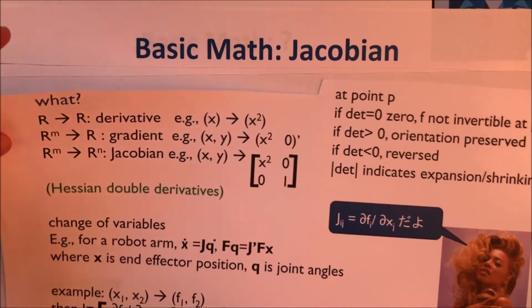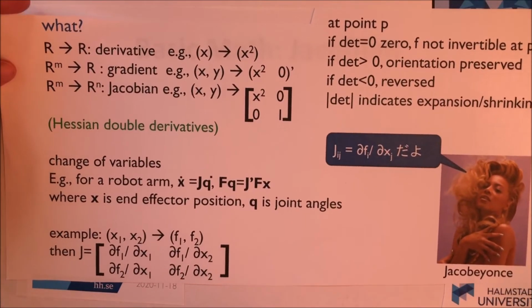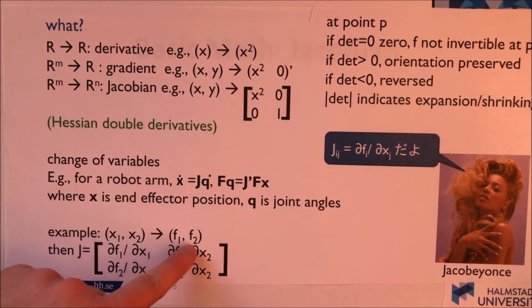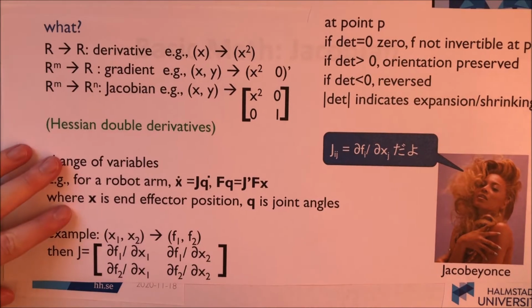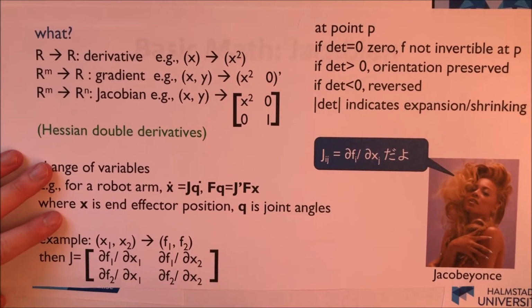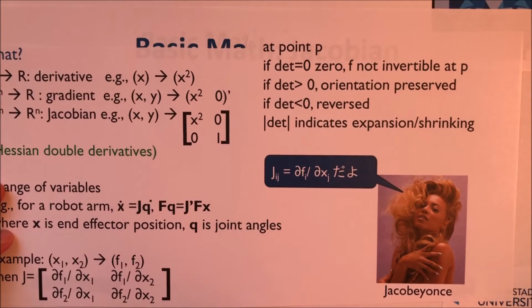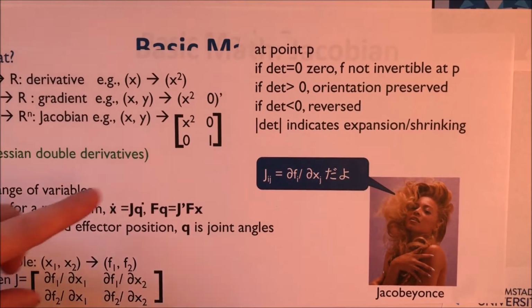And just to give an example here, if we have two variables and two functions, then we can calculate the Jacobian like this. We just calculate the partial derivatives of the two different functions by the two different variables. And then when we get this determinant, we can check what happens at a certain point.